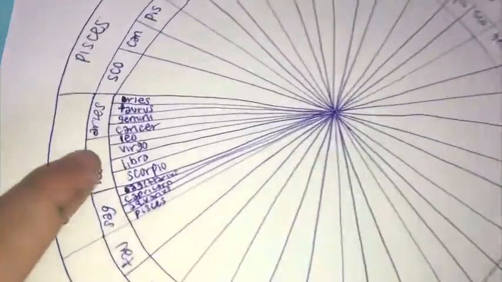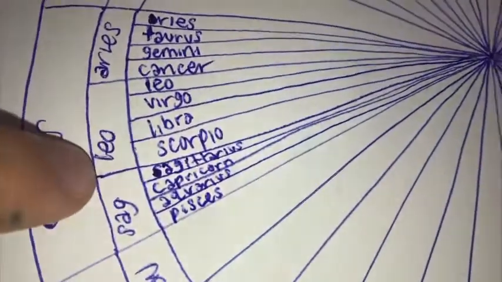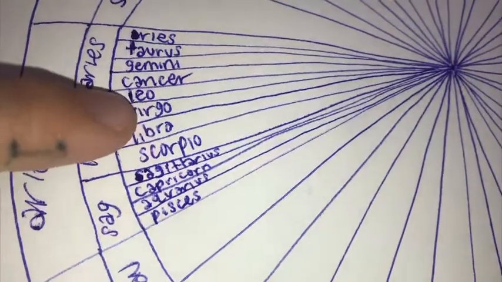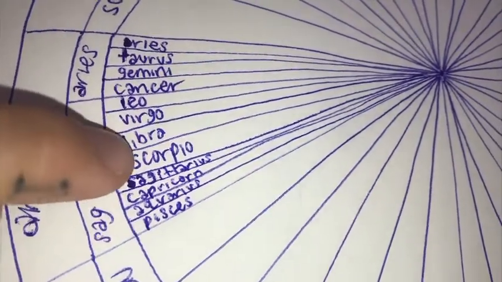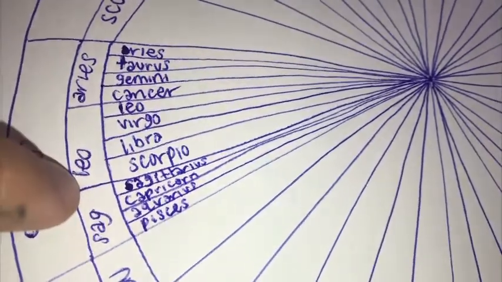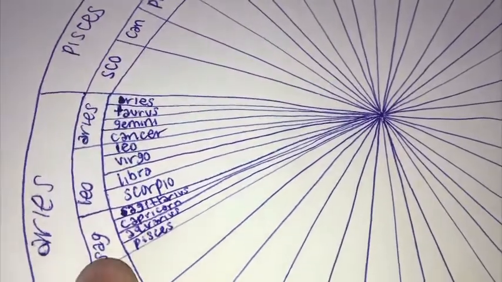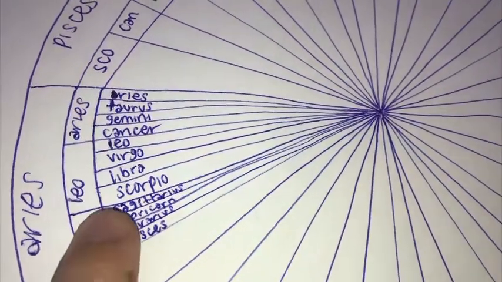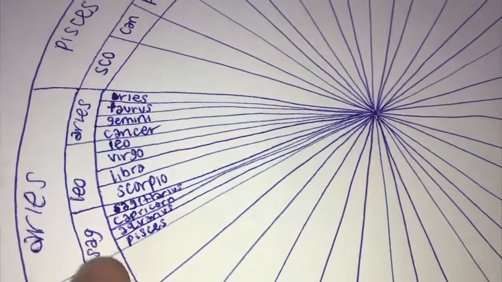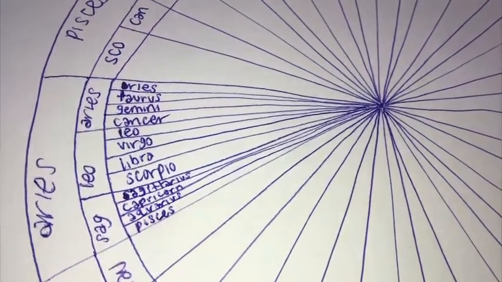All right, I just filled in the other decans of Aries. So within this decan of Leo, we have Leo, Virgo, Libra, and Scorpio. Those are the Dwads of the decan of Leo in the sign of Aries. And then in the decan of Sagittarius, we have Sag, Cap, Aquarius, and Pisces. Those are the 4 Dwads within that decan.